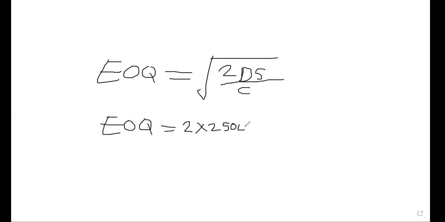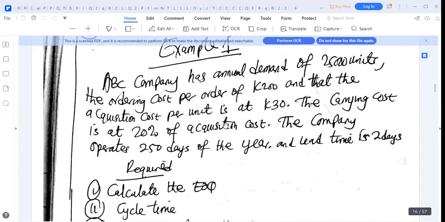So this is 25,000. Then multiply by our S in the question. But of course, this should be in a square root form. Our S is the ordering cost, which in this question is just 200. And then carrying cost is a percentage of unit price, which is 30 kwacha. So 20% of that is the carrying cost.